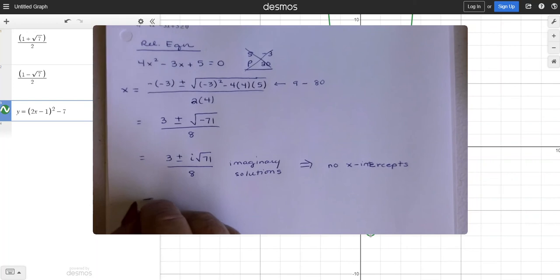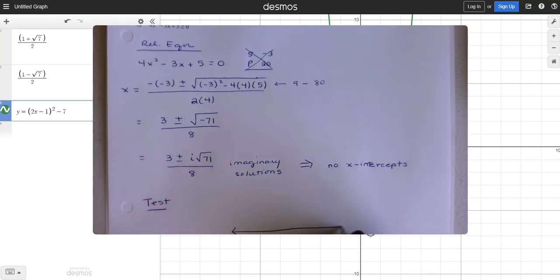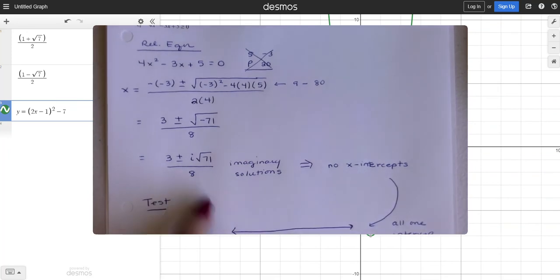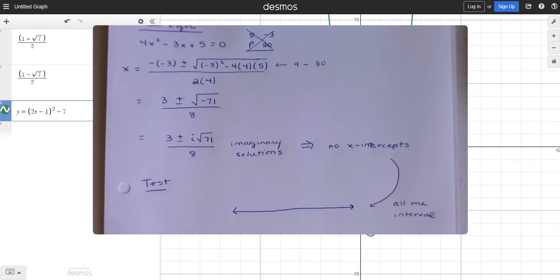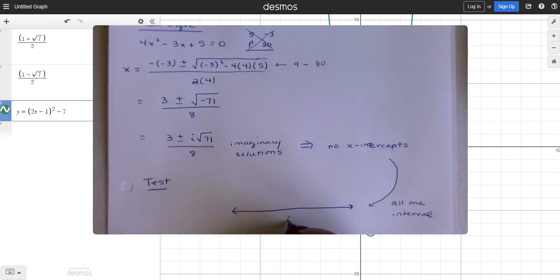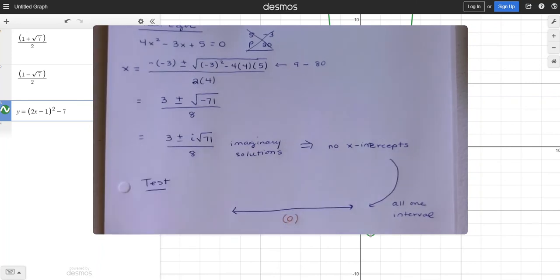So when I go to test, my entire number line is all one big interval. I can't put imaginary values on a number line, so there's no way to break this number line up. So I'm going to pick any test value and test it in my original. I strongly suggest 0 as a test value because 0 is really easy to work with, right?